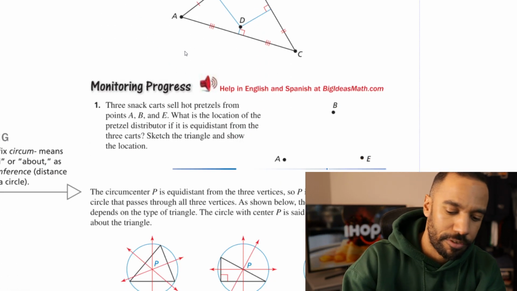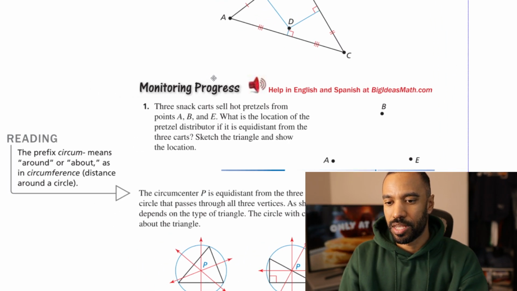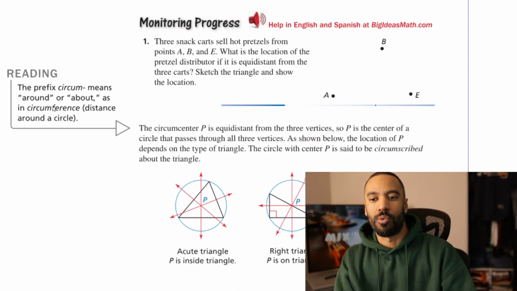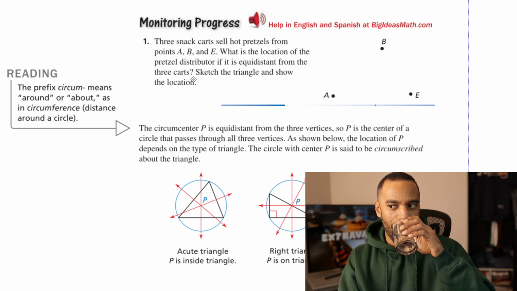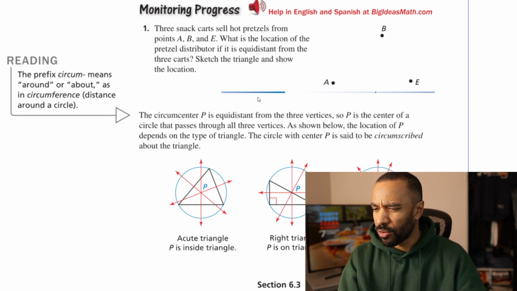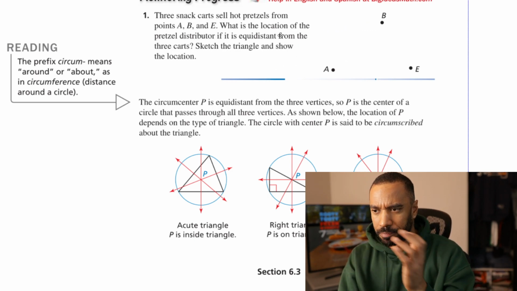I missed some information over on the side here. Let's see what they say. The prefix circum means around or about, as in circumference, like kind of what I was saying before. Okay, this is an example for us to do. We'll leave it.